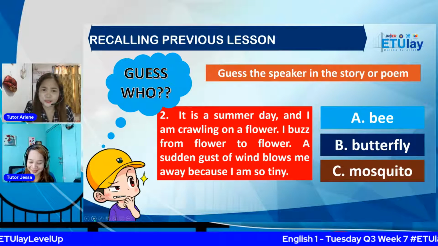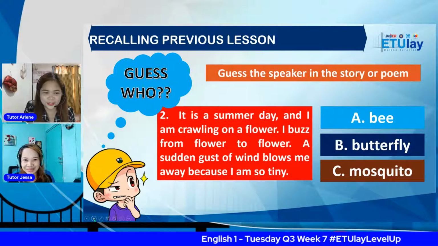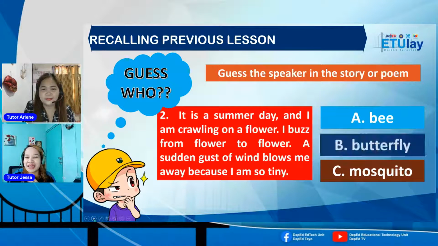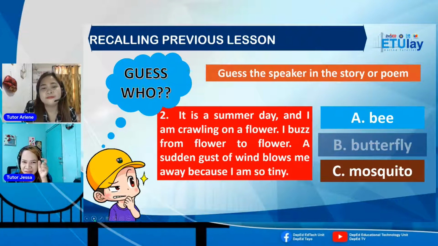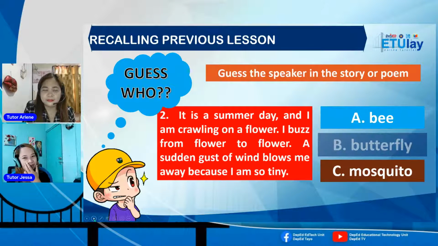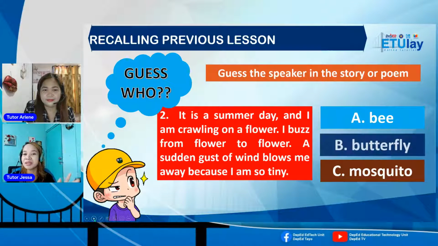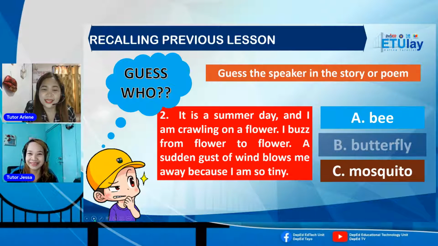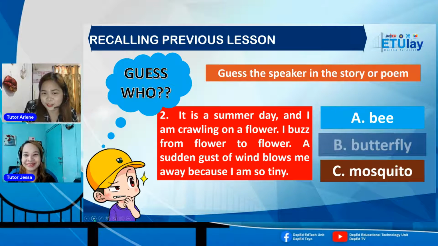Ano ba ang sagot, Tutor Jessa? Let's see. Okay, it's letter B. It's a butterfly. I think mas maliit naman ng konti ang butterfly kaysa kay B, kasi yung body ng B is mas strong siya kaysa kay butterfly. Well, anyways, parehas naman talaga sila, Tutor Arlene, di ba? That they both love flowers. Tama ba, Tutor Arlene? Yes, Tutor Jessa. Ayan, kids ha, the answer is letter B.